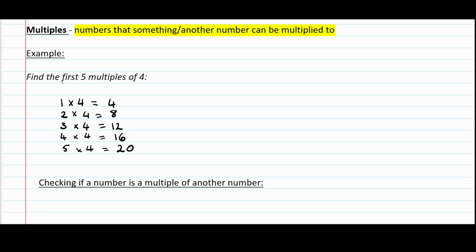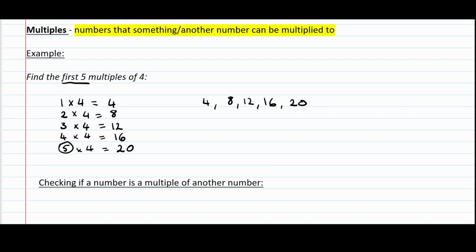Because you just want to find the first 5 multiples, you only stop at the 5th times table, or the 5th multiple of 4. So the values I've written down here on the right are the first 5 multiples of 4: 4, 8, 12, 16, and 20. And that's what we mean by multiples. So 20 is a multiple of 4, 16 is a multiple of 4, 12 is a multiple of 4, 8 is a multiple of 4, and 4 itself is a multiple of 4. So these are the first 5.